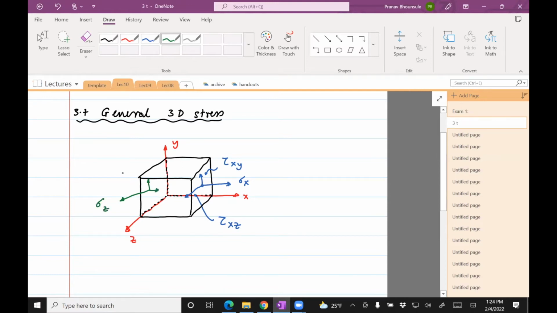So sigma z, and this one would be tau. The normal to the surface is z, and its direction is y. And then this one is going to be normal is z, direction is x. Okay, and the third face is sigma y. For this stress, we have tau, normal to the face is y, and the direction is x. And then tau yz.